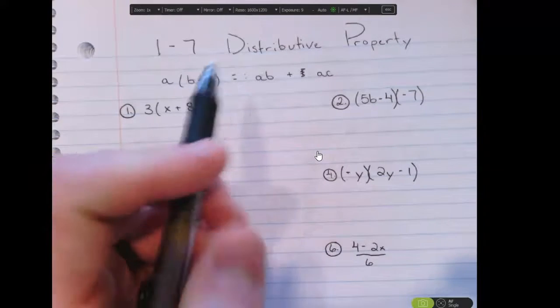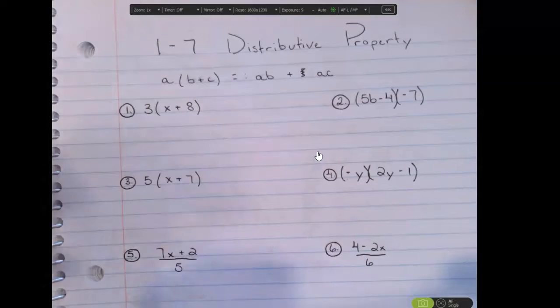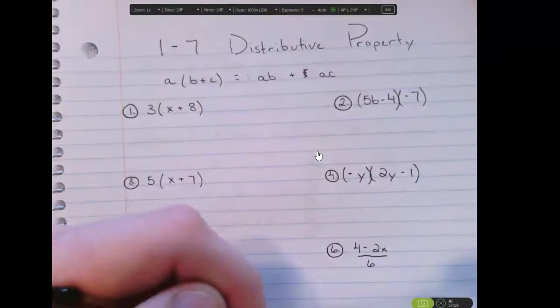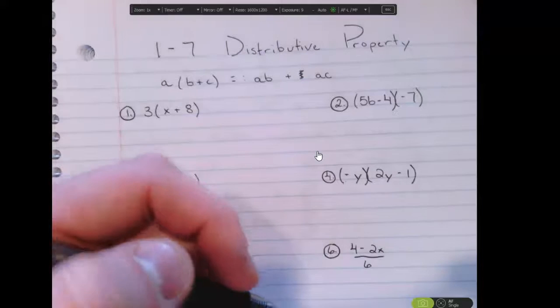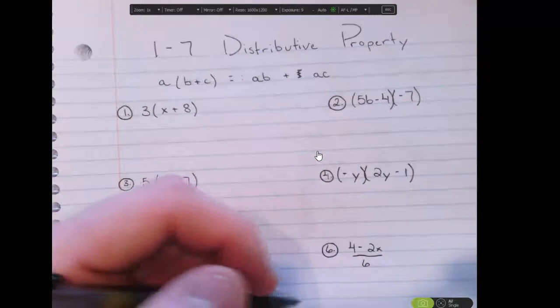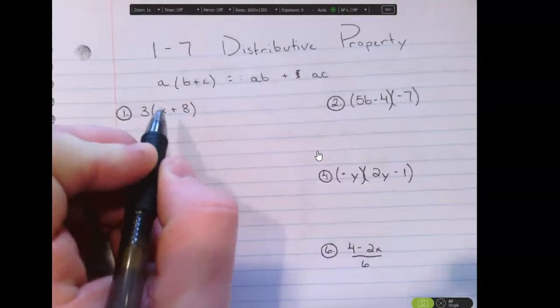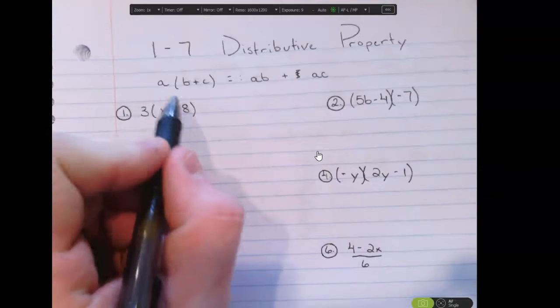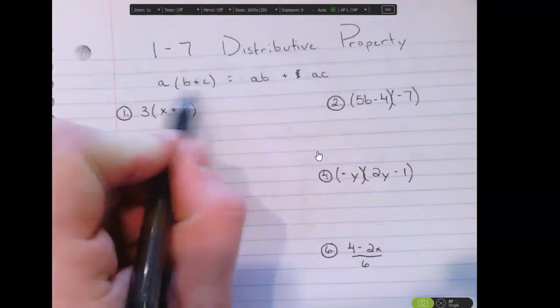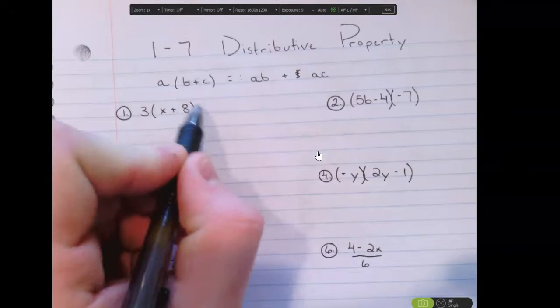Now let's get started with the distributive property. Not to sound too much like a nerd, but it is my favorite of all the math properties, just because I think it's the easiest to understand. What that means is, anytime I have something in parentheses, we always call this a quantity.